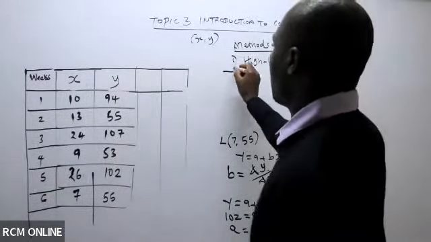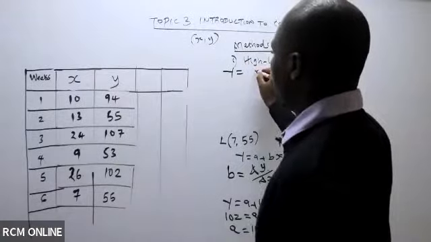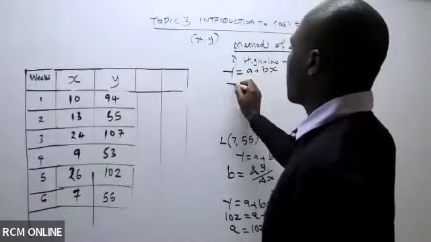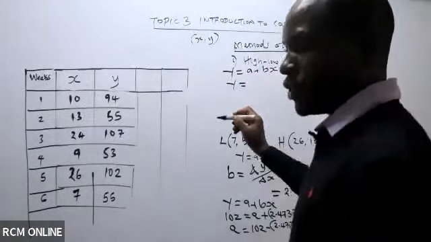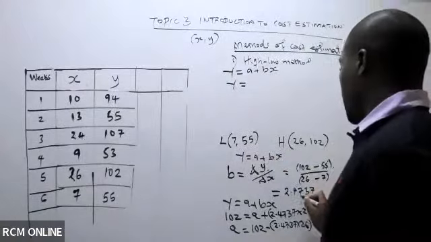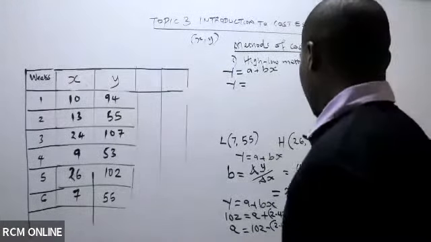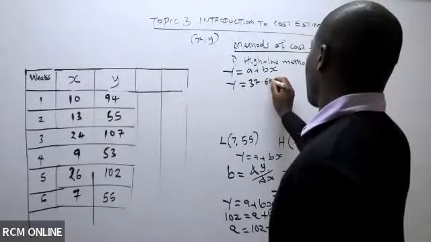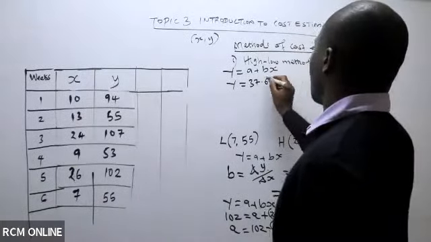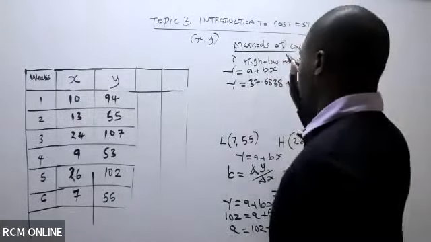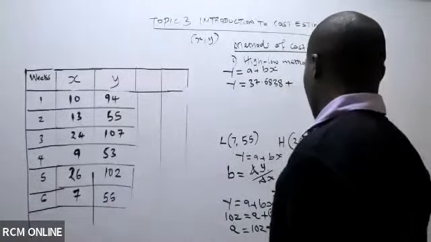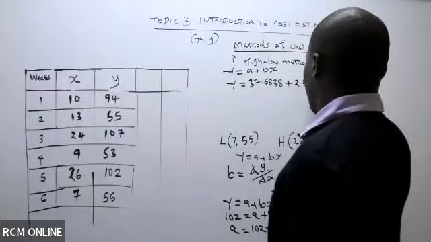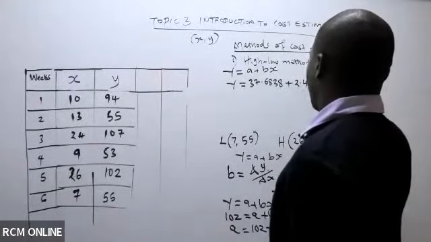We say it is in the form of y equal to a plus bx, right? So do we have a? So our cost function will be y equal to a. What is the value of a? 37.6838 plus bx. What is the value of b? 2.4737x.